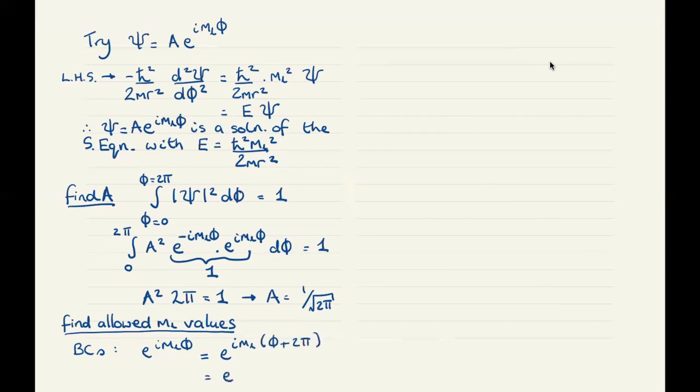which, of course, the exponent of the sum is the product of the exponents: e to the i m sub l phi times e to the i m sub l 2 pi, which tells us that e to the i m sub l 2 pi has to be equal to 1. And in order for e to the i m sub l 2 pi to be equal to 1, m sub l has to be equal to an integer: 0, plus or minus 1, plus or minus 2, etc.